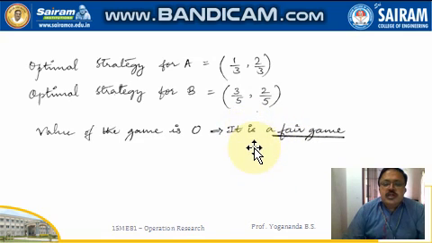If we get a positive value, we say that it is favorable to player A. If it is negative, we say that it is favorable to player B. Since we are getting V as 0, we conclude that it is a fair game.